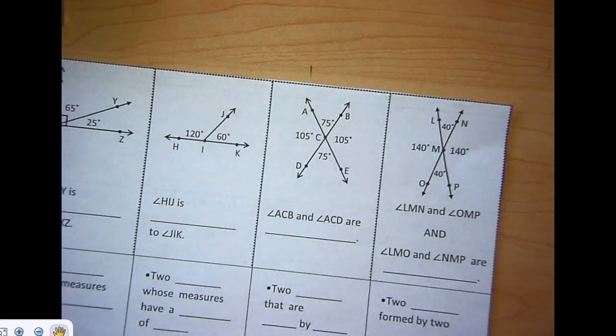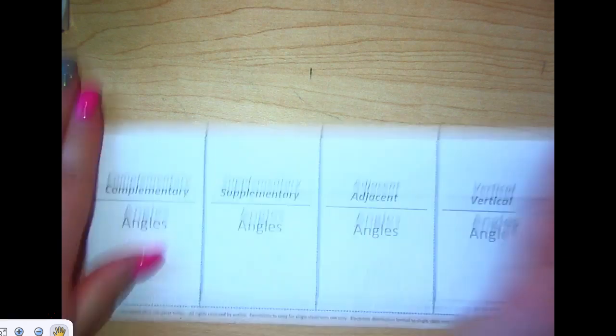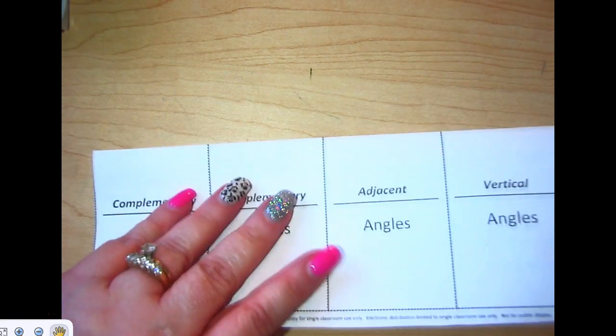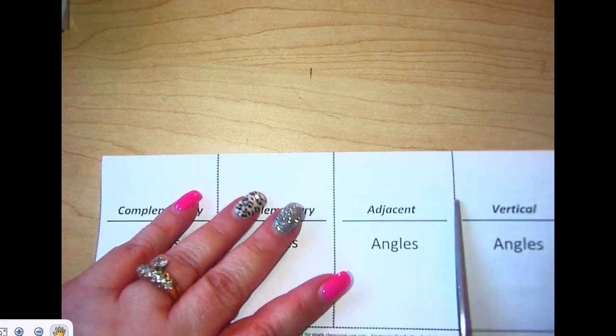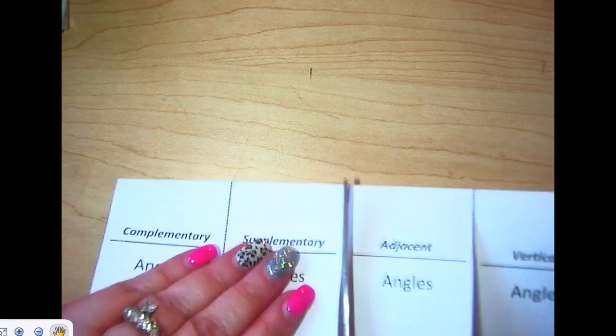Alright, so if it looks like this, you can take this top part, fold it over. And if you like, you can cut your flaps apart. You do not have to do that.